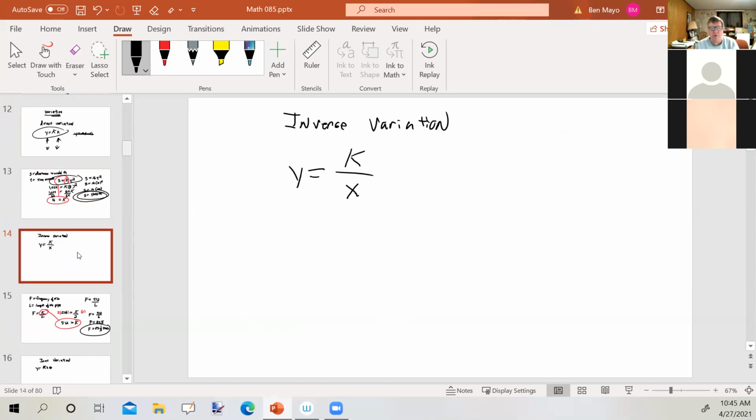Inverse variation, y equals k divided by x. So you've got that variable on the right side in the denominator. As one goes up, the other goes down. As one goes down, the other goes up. Again, k is present in the numerator.